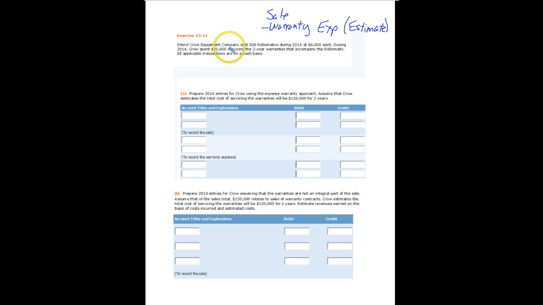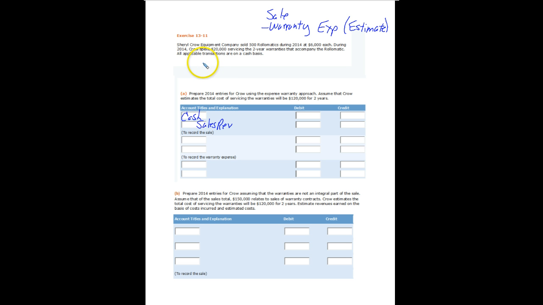Okay, so here we have an exercise. Cheryl Crow Company sold 500 Roll-O-Matics during 2014 at $6,000 each. During that year, she spent $20,000 servicing the 2-year warranties. All applicable transactions are on a cash basis. Okay, so let's prepare the entries. First we're going to record the sale. That's pretty easy. Debit cash, credit sales revenue.